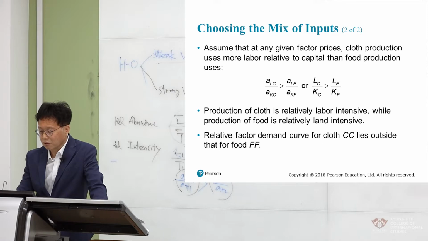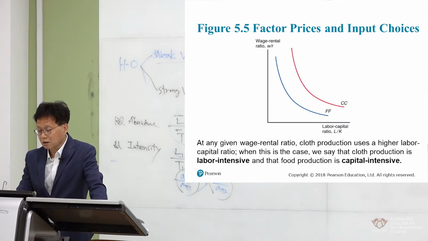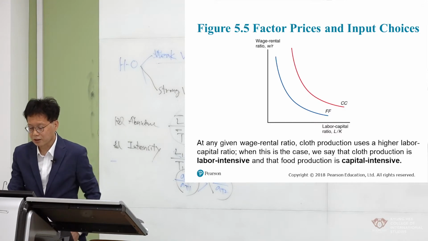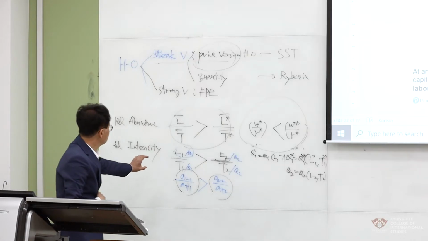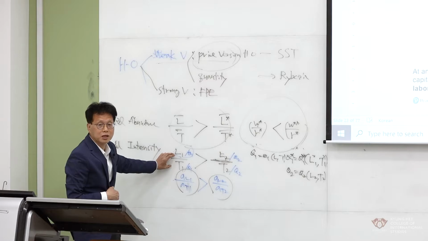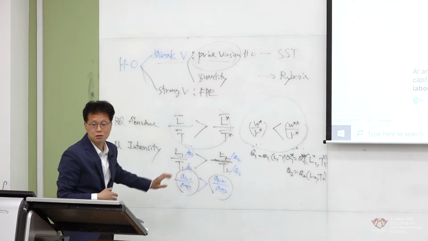The relative factor demand curve for clothes, CC, lies outside that for food, FF. I already explained this. The CC curve is outside of the FF curve, or the 2-2 curve. At any given wage-rental ratio, Q1 production uses a higher labor-capital ratio. When this is the case, we say that Q1 is labor intensive and that Q2 is capital intensive. So the intensity condition is fully explained in this section 2.